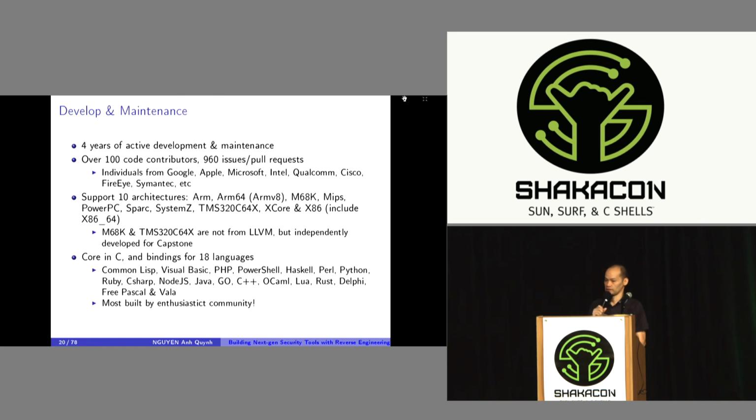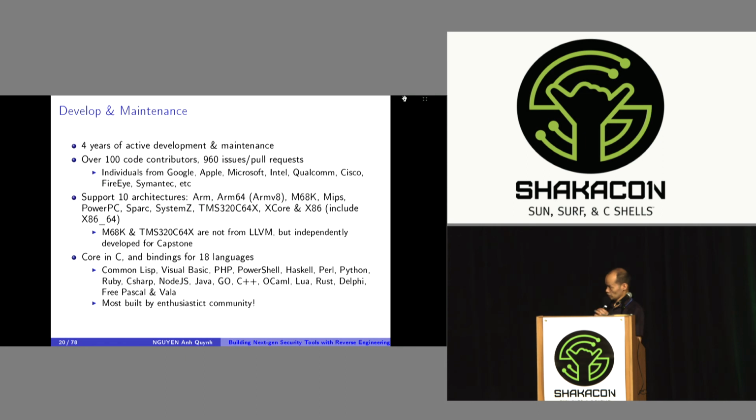So that was 4 years since I started Keystone, 4 years of development and maintenance. So far, more than 100 people have contributed code to Keystone, with nearly 1,000 issues and pull requests. Among the contributors, we have people from Google, Apple, Microsoft, Intel, Qualcomm, Cisco, FireEye, and Symantec. And so far, Keystone supports 10 architectures in the same API. That is ARM, ARM64, Hexagon, MIPS, PowerPC, Sparc, SystemZ, TMS, XCore, and of course Intel x86.